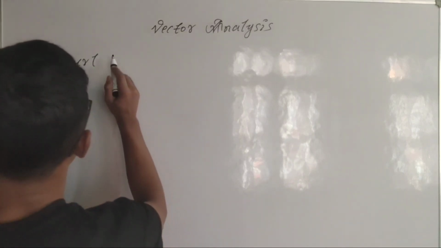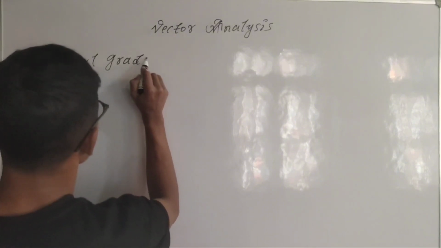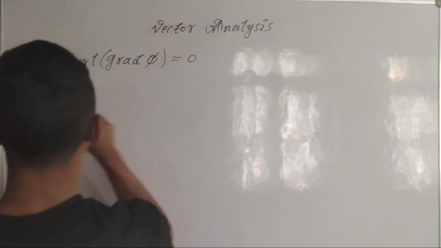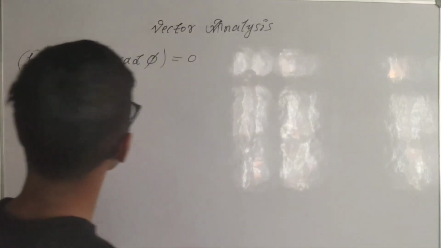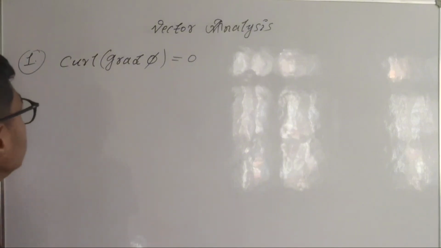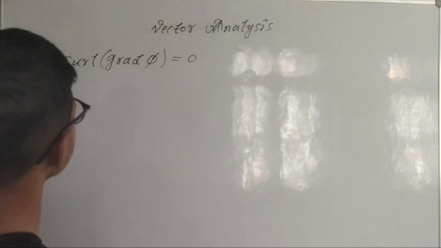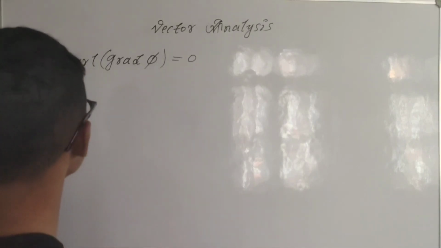which asks us to prove that the curl of the gradient of phi is equal to 0, and this is one of the very important questions. This question has been repeatedly asked from the year, I guess, 2060 BS. So we have to prove this is equal to 0.